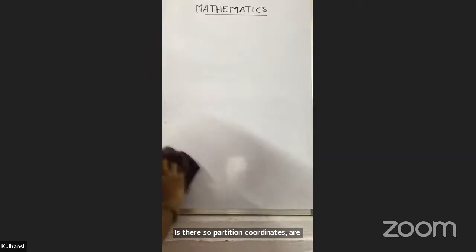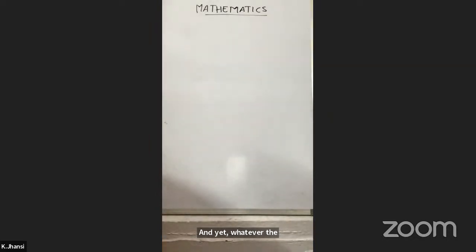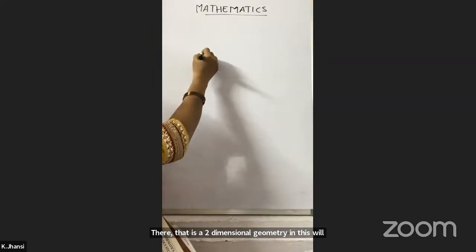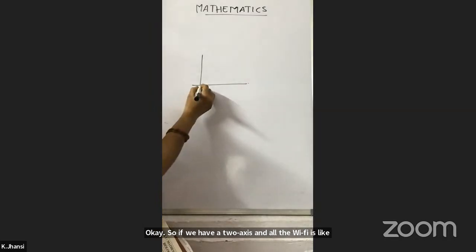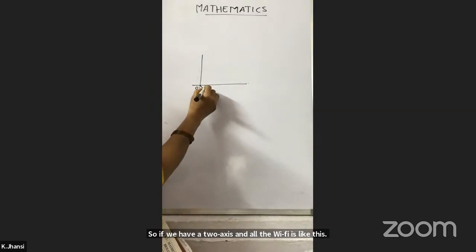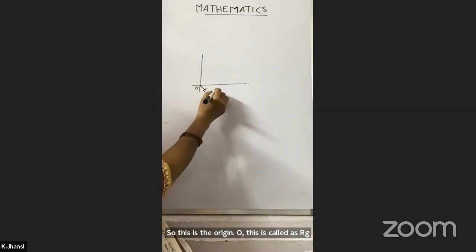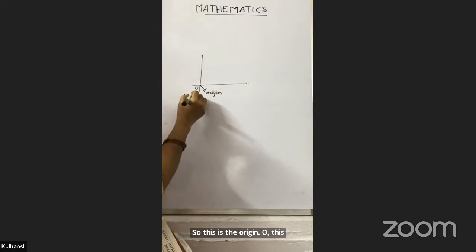And here, whatever the coordinate system, the first unit is about 2D, that is, two-dimensional geometry. In this, we will represent things in the plane. Okay, so it will have the two axes, x-axis and also y-axis, like this. So this is the origin O, this is called the origin, and we'll write it as 0, 0.